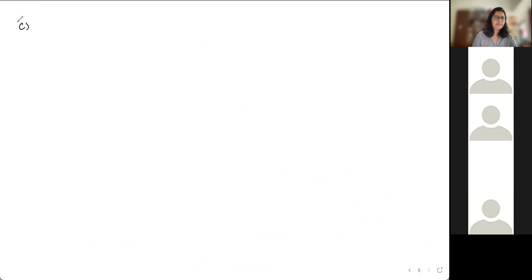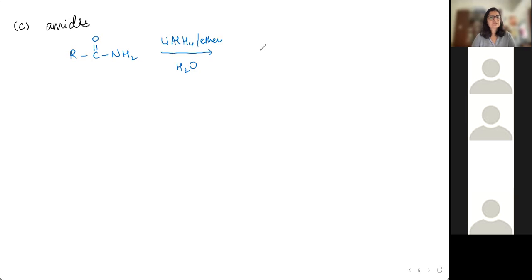Then you have reduction of amides. Again, the same thing, no special notes about it. Amides are your acid derivative, so you have C double bond O and NH2. Again, you can use LiAlH4 in ether, and then you have to do hydrolysis. And you get R CH2 NH2. So the carbonyl group is reduced to CH2, and the NH2 is already there. So the amide turns into an amine.